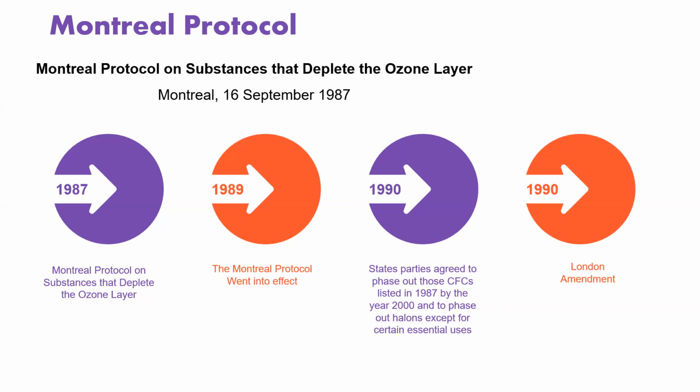So in 1990, states parties agreed to phase out the substances listed in 1987 by the year 2000, and to phase out halogens, with an exception for a few other substances for very essential use.